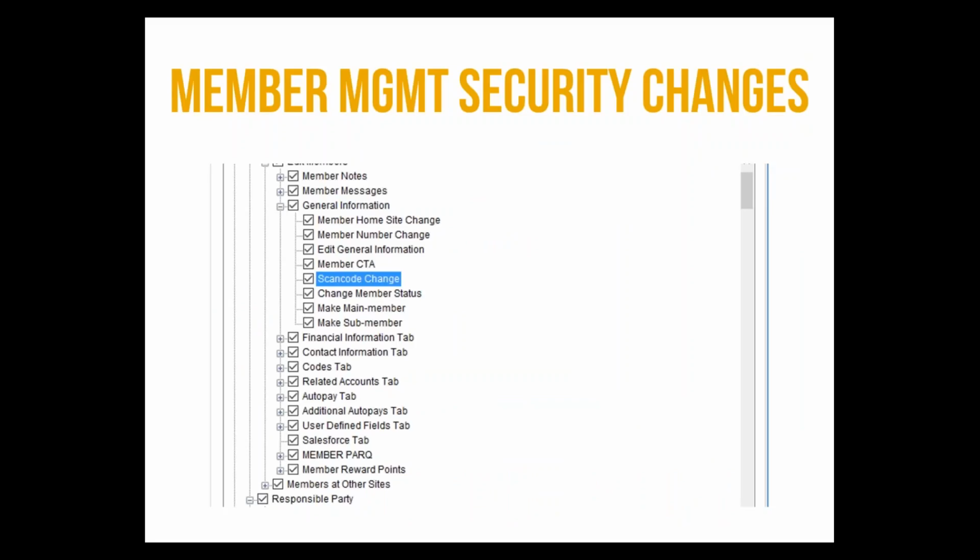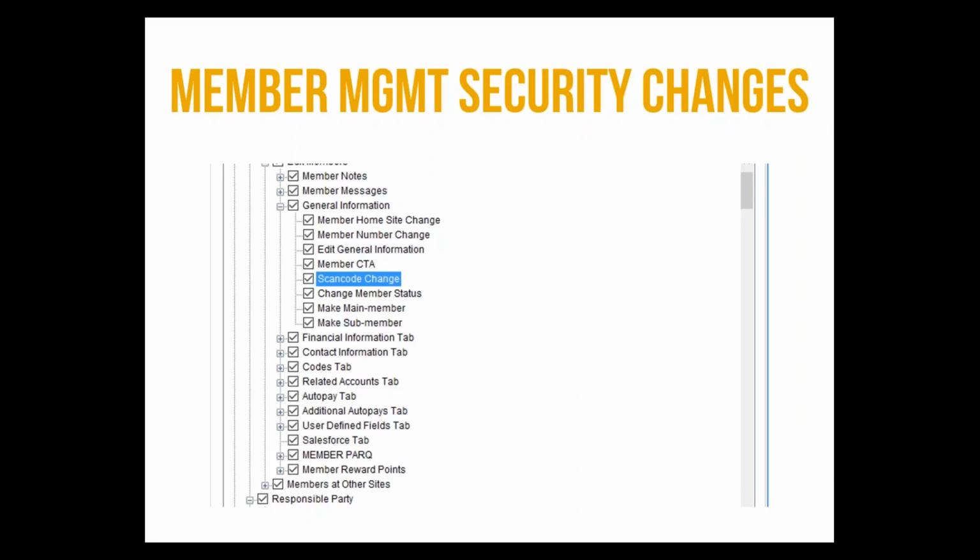Moving on to the next item, in December, last week actually, we released the Member Management Security Update. What we did here is we've added 4 new options for you to restrict what employees are allowed to do in the system with particular member records. So we've added the ability to restrict scan code changes, basically preventing an employee from changing someone's scan code. We've also added an option to prevent people from changing the status of an individual member, so that status button would become unavailable to them.